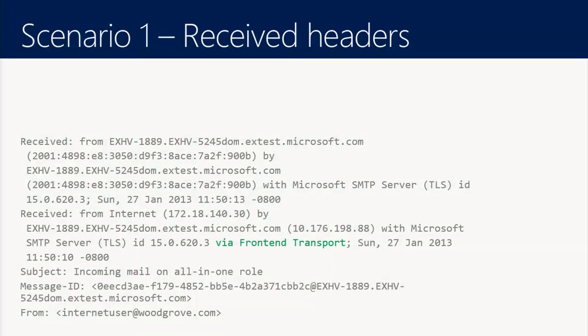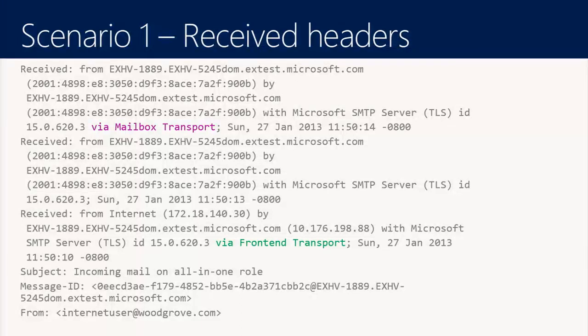Looks very similar to what we used to see all the time. And you can see that it was with Microsoft SMTP server. That's our transport service, and it gives you the version number. In this case, this was a build prior to CU1's release, so 620.3 instead of 620.29. And then we will see another header, in this case, via the mailbox transport header. Now, because this was all in one, you see the same server name repeated throughout, EXHV-1889, because it was all a single server scenario.